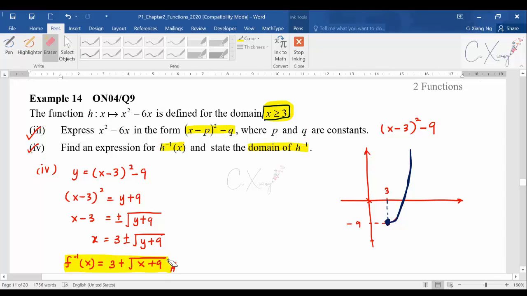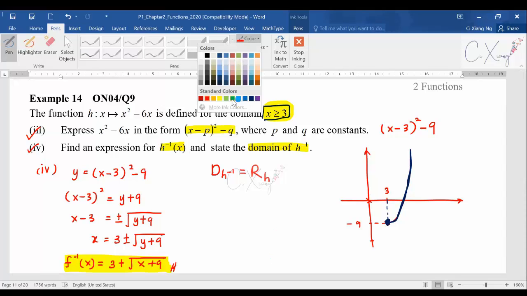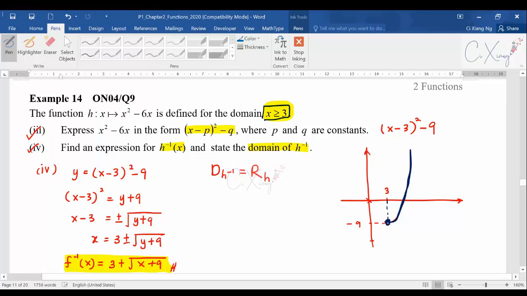And in exams, most of the time they will ask you this, because a lot of students might not know how to choose it correctly. Then after that they are asking for the domain of H inverse. Okay, so let's continue. The domain of H inverse is equal to the range of the original function H. So I want to know what is the range of the original function H.